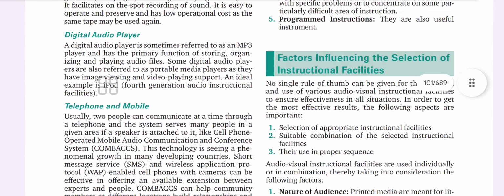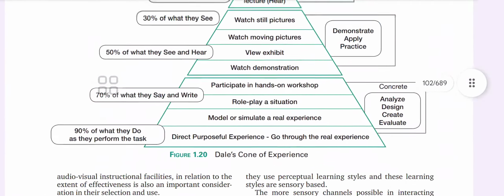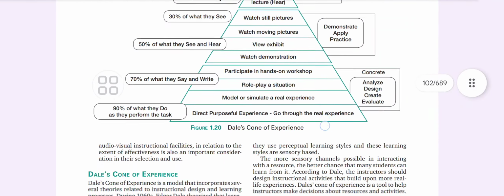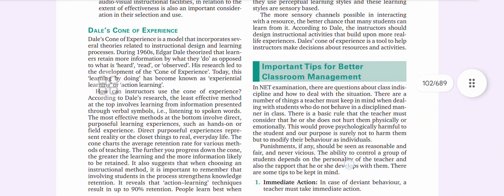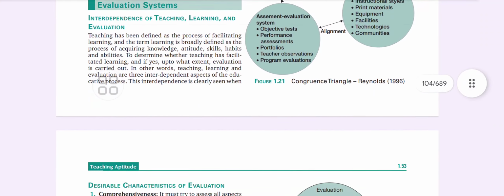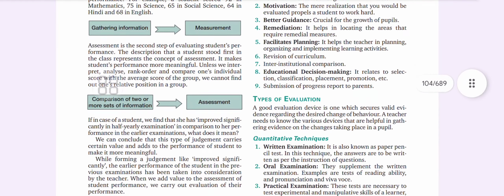These are the ways, like podcast, and Dale's cone of experience. You can understand how it works, right? The more sensory channels possible in interacting with the resource, the better chance that many students can learn, right? And what are the improvements one can make, and what are the features of that?